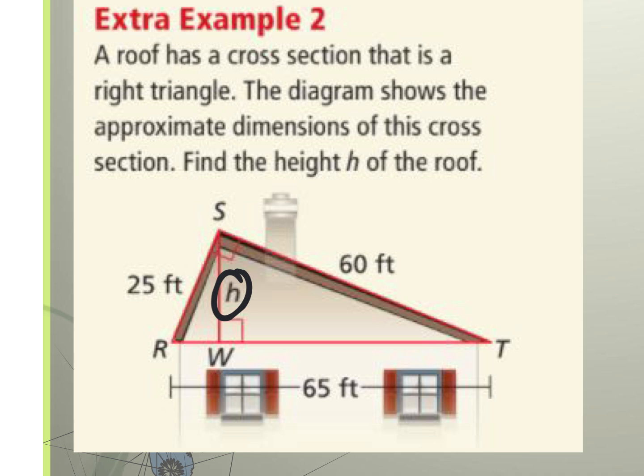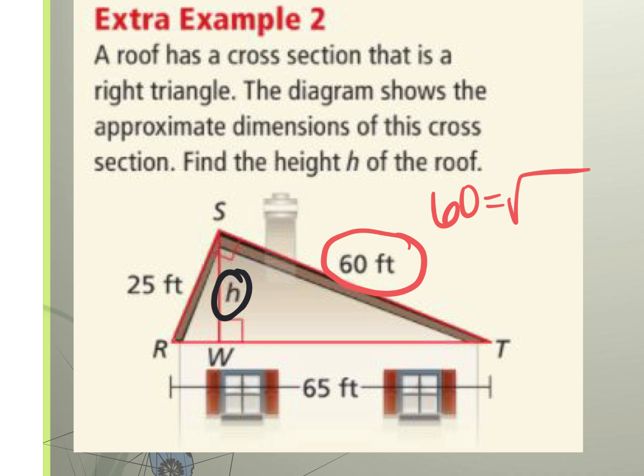Do you guys agree? We don't know what each segment is, okay? But we know that the whole thing is 65 feet, correct? How could we figure out what RW and WT are? Juliet? Very good. Let's start with ST. We know that ST is 60. So 60 should be the geometric mean of what two values?